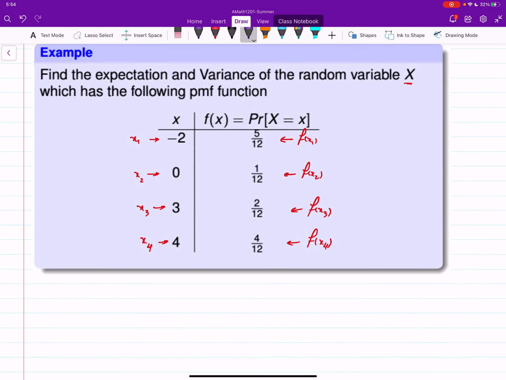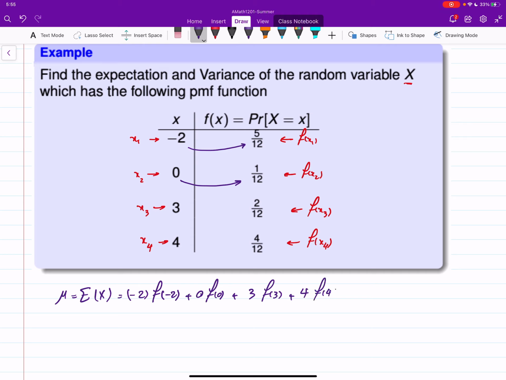First, the expectation of x. Well, mu is all the way. So the first value is -2. I multiply it by the corresponding PMF value. The second value is 0. I multiply it by the corresponding value. Third is 3 times f at 3. And the fourth one is 4 times f at 4.